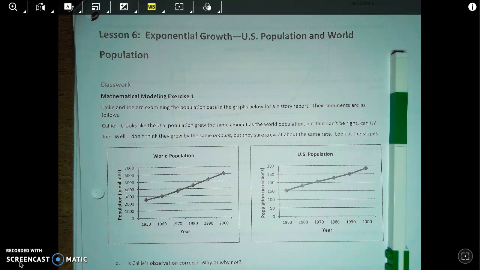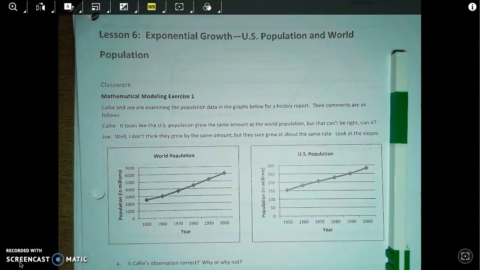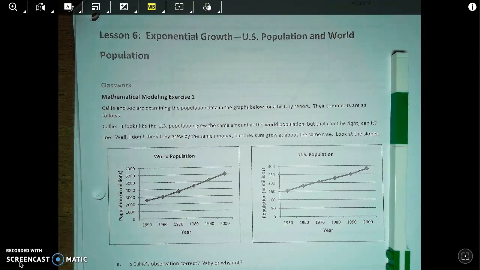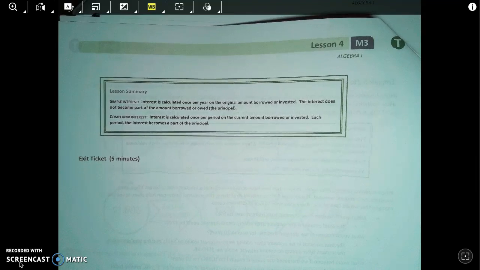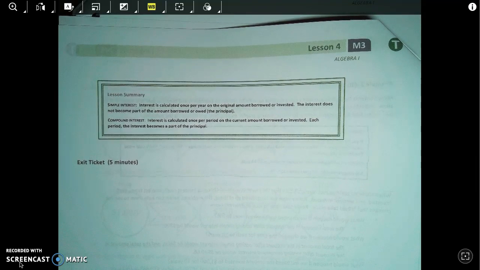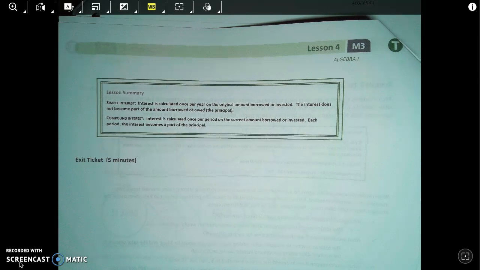I know it's been a long break, but I want to do a little recap of what we've done in lessons 4 and 5. In lesson 4, we talked about how banks give us interest or charge interest. So we talked about simple interest and compound interest. And we know that simple interest is calculated once a year. So that becomes a linear graph, which will look something like this.